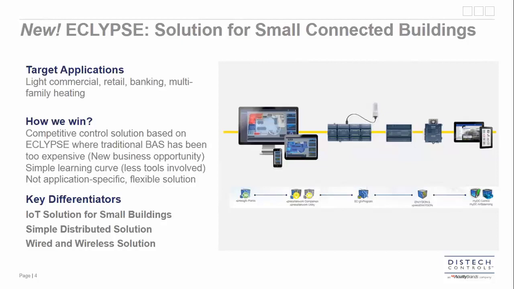It's a very simple learning curve. There's not a lot of tools involved. It's not application specific as some other light commercial solutions out there are. And it is a very flexible solution. So our key differentiators is it's an IoT solution for small buildings with its REST API and things like the new BLE sensors we're going through today. You'll be able to see how these small sites, you'll be able to bring them into the IoT world. It's a simple distributed solution, and we have wired and wireless offerings for this.